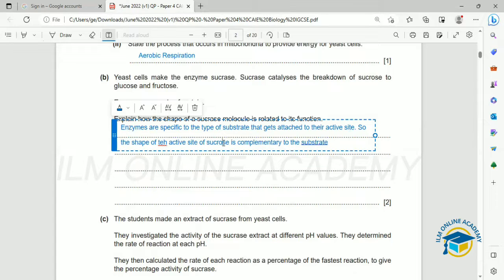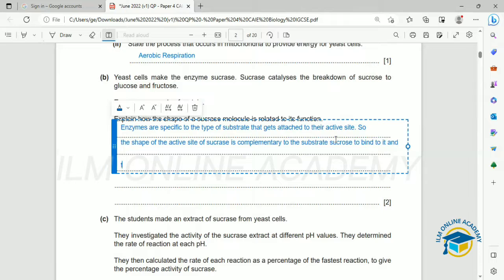Sorry, sucrase is complementary to the substrate sucrose to bind to it, and that way catalysis takes place. That's that.